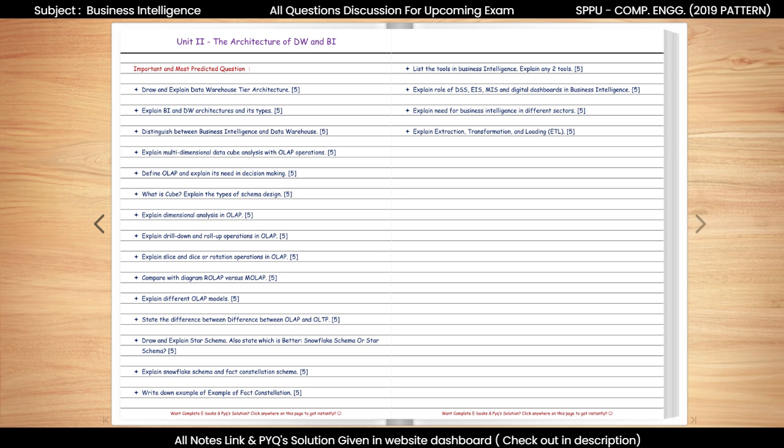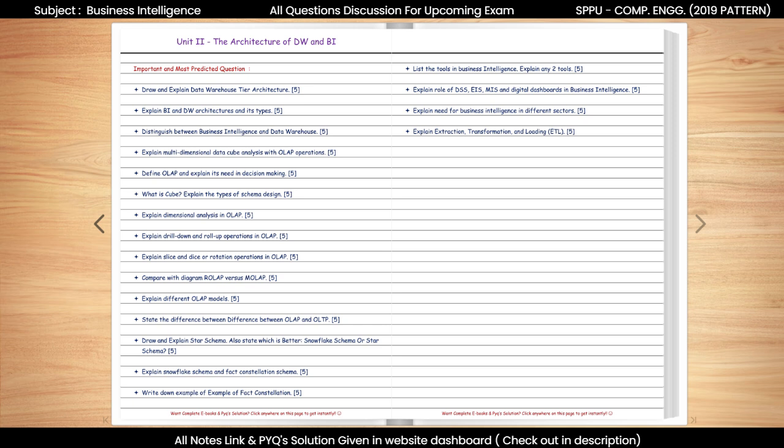Now, let us move on to our next important topic, role of DSS, EIS, MIS, and dashboards. From this topic, we can expect questions such as, explain role of decision support systems, executive information systems, management information systems, and digital dashboards in business intelligence. These systems provide information at different organizational levels. Management information systems support routine decisions, decision support systems help with complex problems, executive information systems support top-level decisions, and dashboards present key metrics visually.